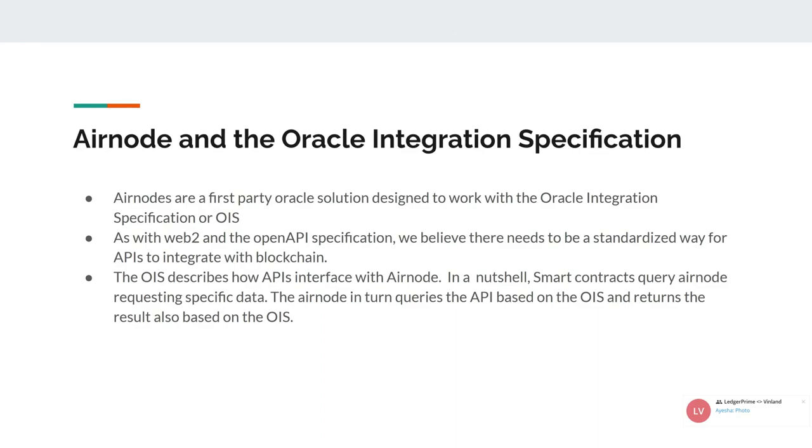In a nutshell, smart contracts query Airnode, requesting specific data. The Airnode in turn queries the API based on the OIS and returns the result. Of course, there are more nuances to how Airnode works on the back end, but you can read more about that in our docs.